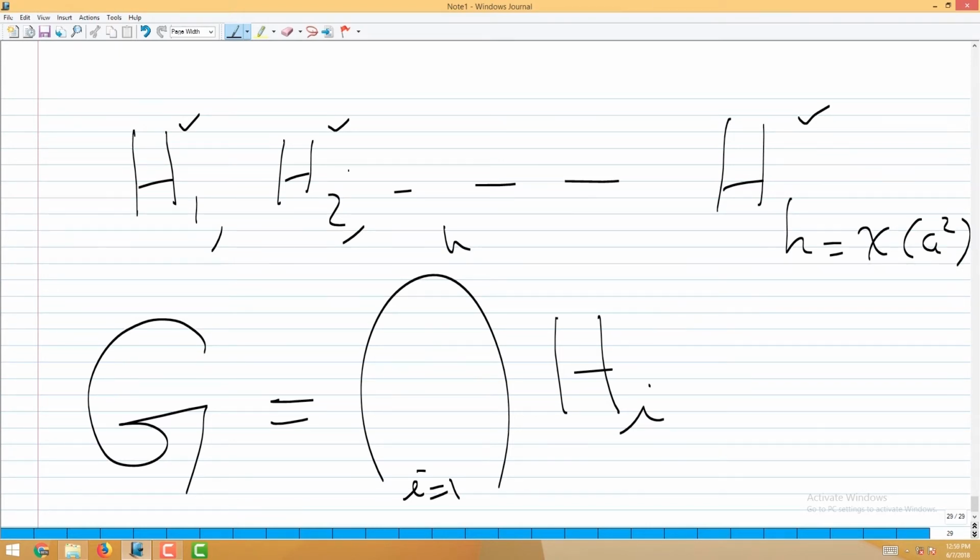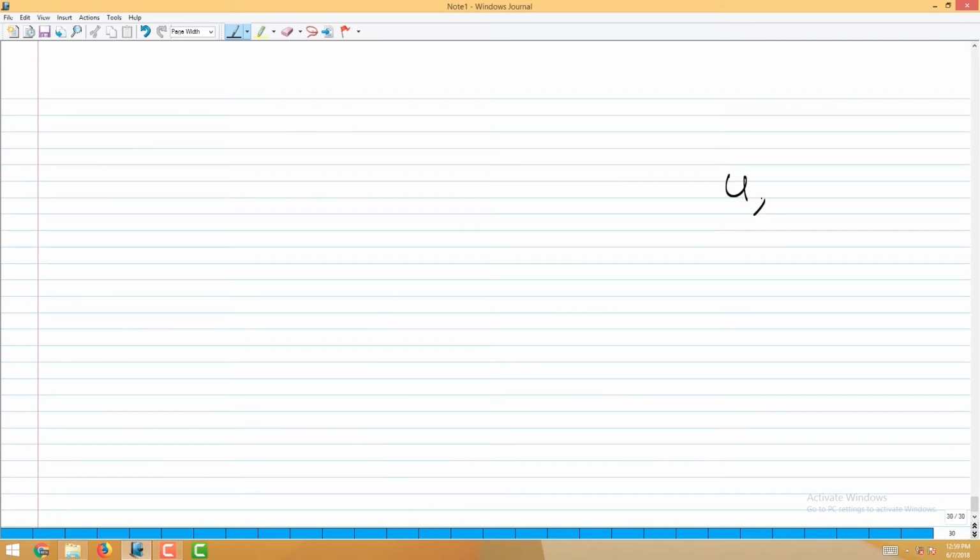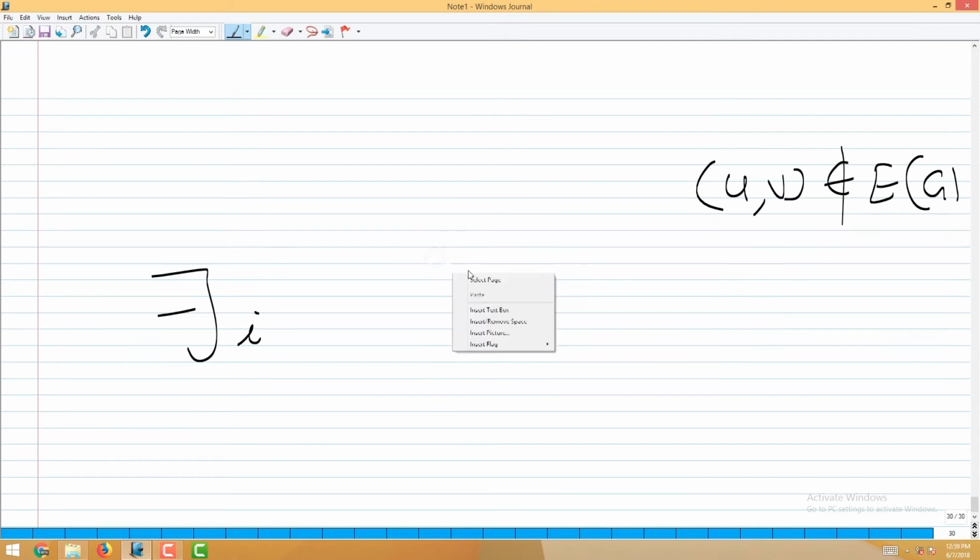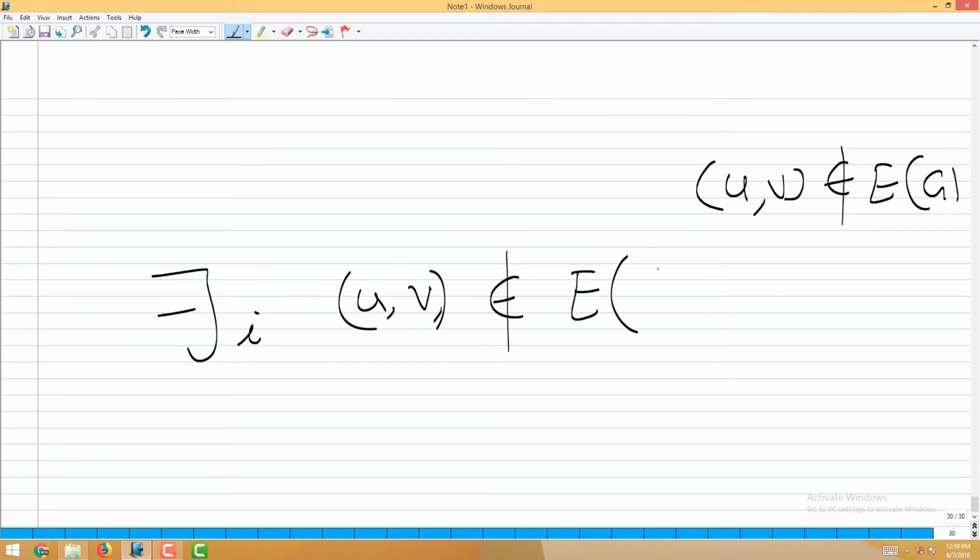We have to make sure that all of these graphs are supergraphs of the original graph, but we also have to make sure that if any edge uv is absent in the original graph, so uv is not in the edge set of G, then there exists an i such that uv is not an edge of E of Hi also, right? There exists one of these graphs.